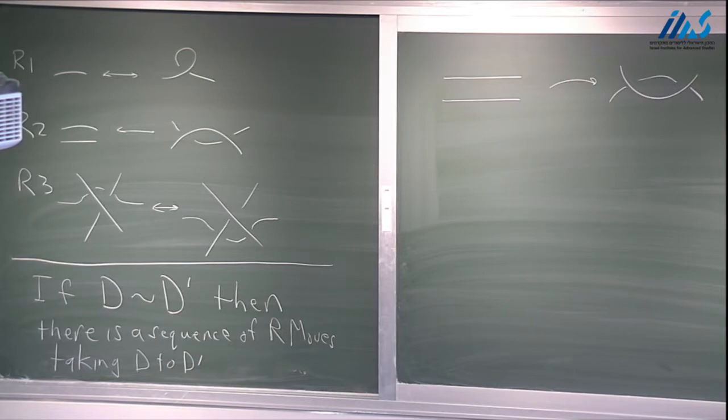Right. There's no reflection allowed in these. You can rotate. That's true. You are allowed to do a planar isotopy. So you could just turn the whole thing upside down, and then do it, and then turn it back right side up again.